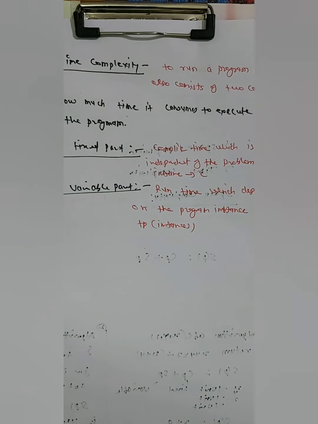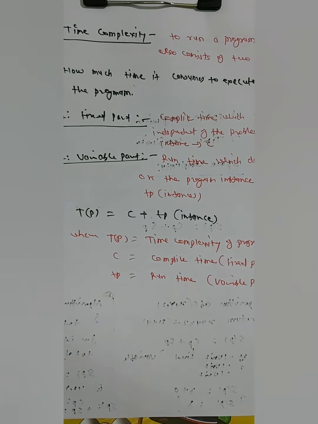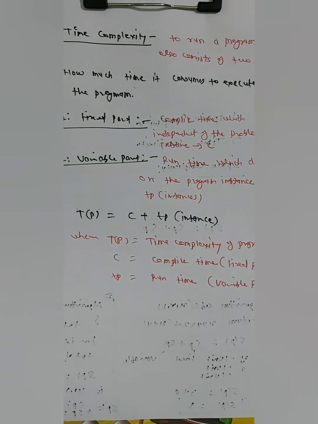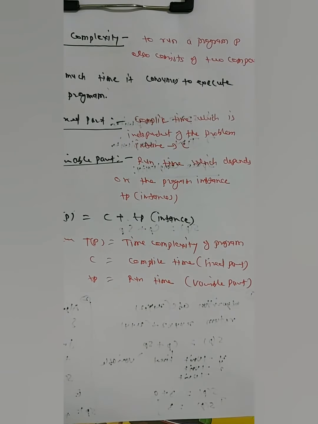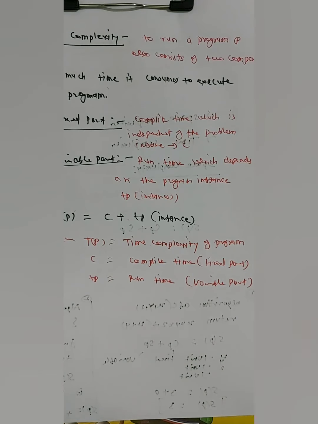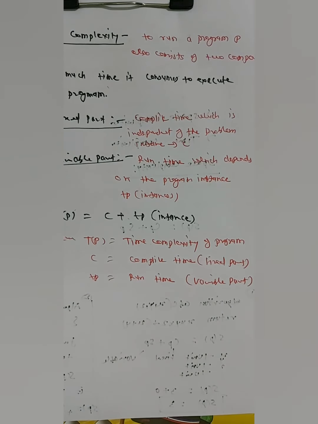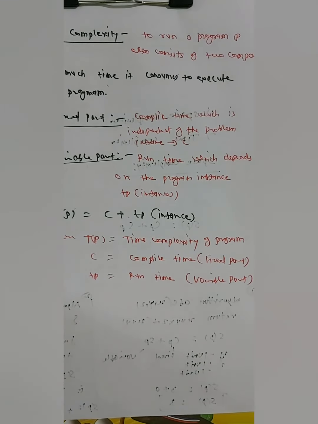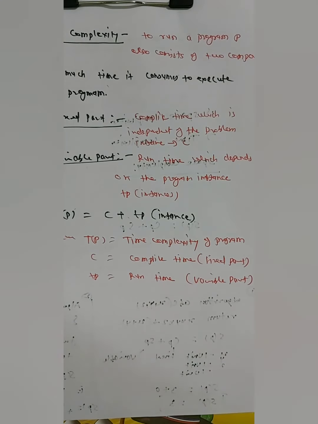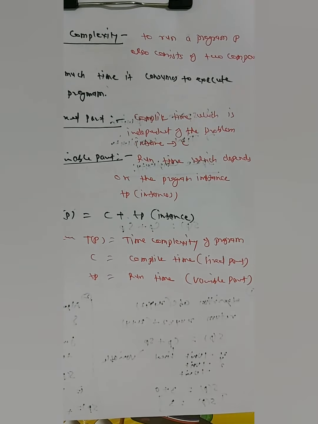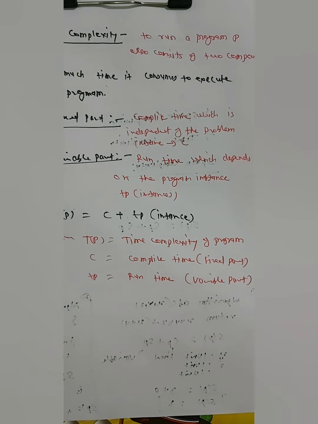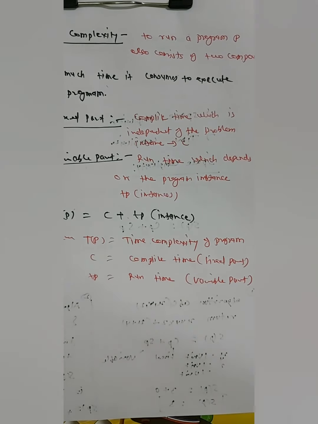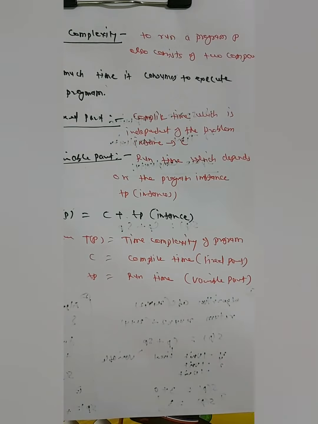So by the formula, TP is equal to C plus TP instance, where TP is the time complexity of the program, C is the compile time, this is called the fixed part, and TP instance is the runtime, this is called the variable part. Now you all understand what the fixed part and variable part are. The fixed part is the compile time and the variable part is the runtime, right? So we will see by one example how to find the time complexity of a program.